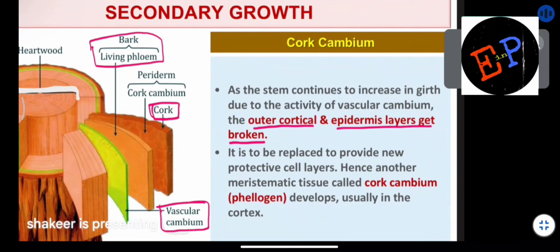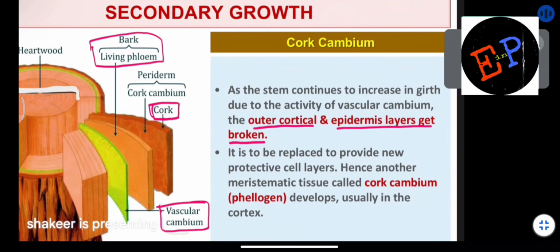So first who will exert pressure? Xylem will exert pressure on phloem. Phloem starts exerting pressure on the epidermal layers, on the outside layers. So what happens to the outside layers of the plant? They get broken. They get torn apart, it means the distance between the cells will increase. Are you able to understand? That's what he is trying to say.